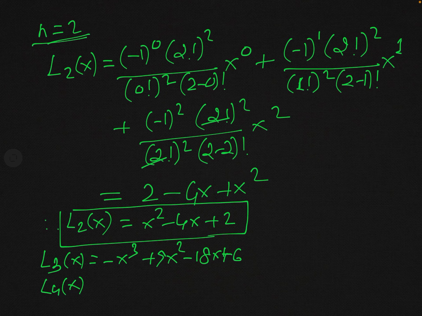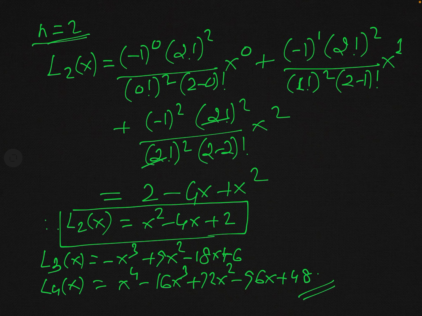If you find L4 of x, you will get x to the power 4 minus 16x cube plus 72x square minus 96x plus 48. So you can see in this way we can obtain the Laguerre polynomial of any degree. We will see in the next lecture the alternative expression for the Laguerre polynomial, which will be in differential form.